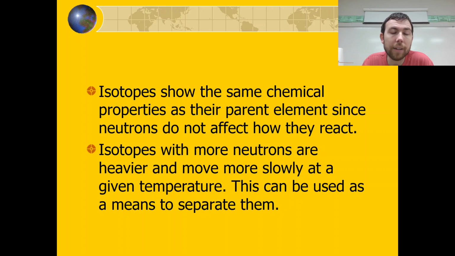Now, what we do find is that isotopes that have more neutrons are heavier and move more slowly at a given temperature. So certainly one thing that you can do, because it's heavier, is use this as a means to separate the different isotopes if you need to. But again, from a chemical perspective, different isotopes behave the same chemically because the number of valence electrons has not changed.